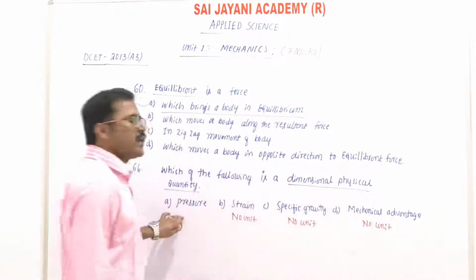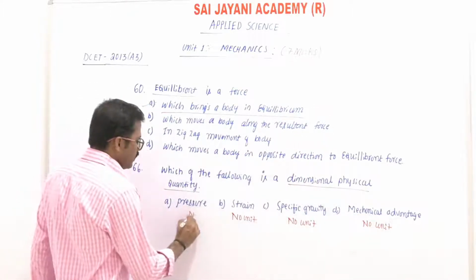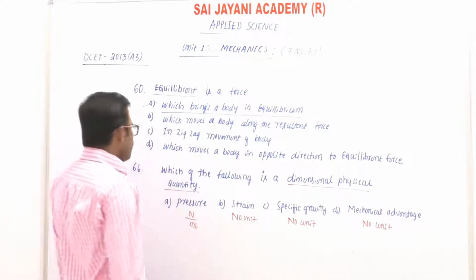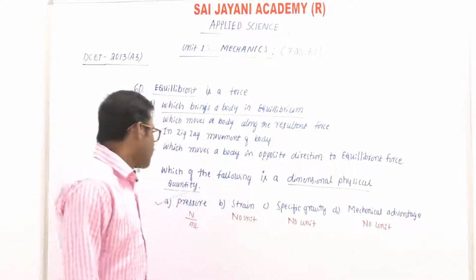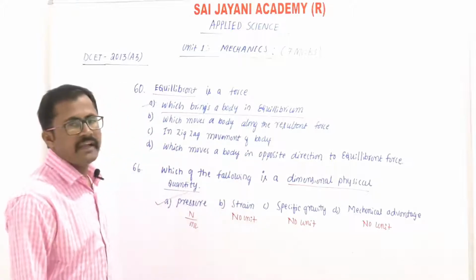But pressure has unit Newton per meter square. So pressure is a physical quantity, a dimensional physical quantity. So option A is the right answer.